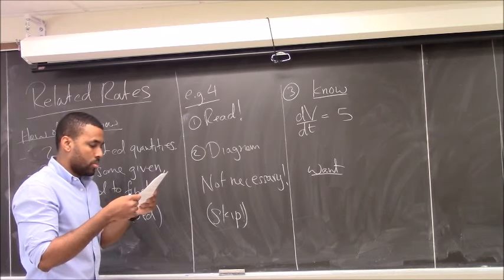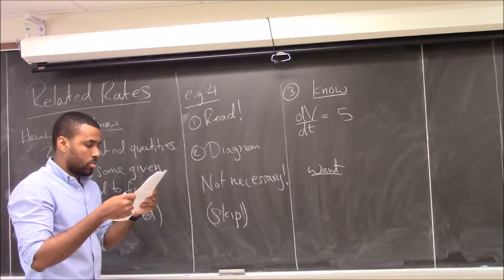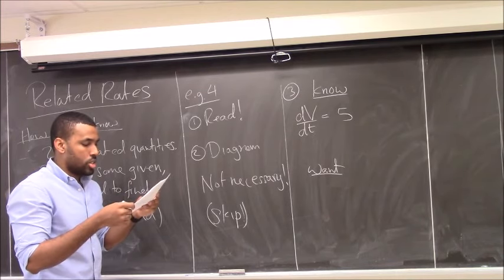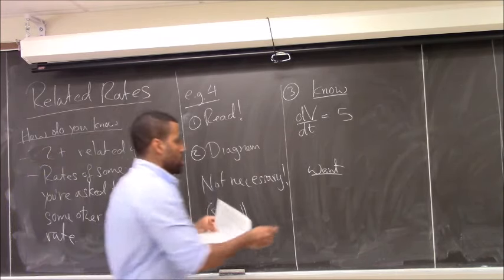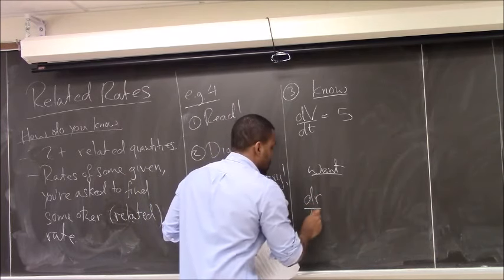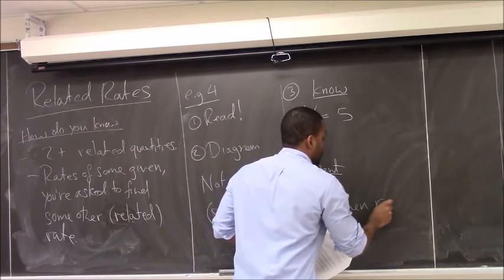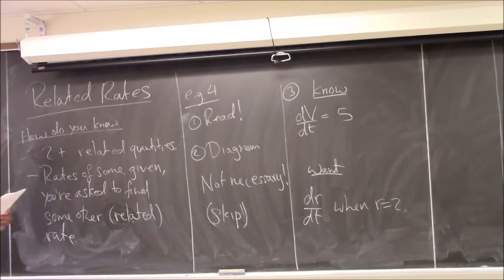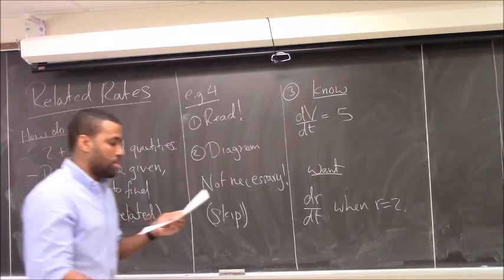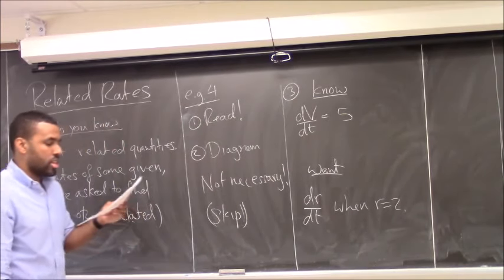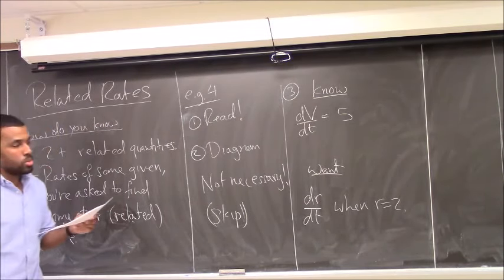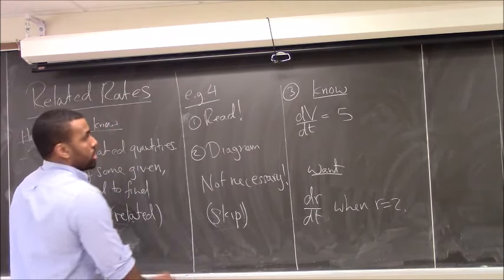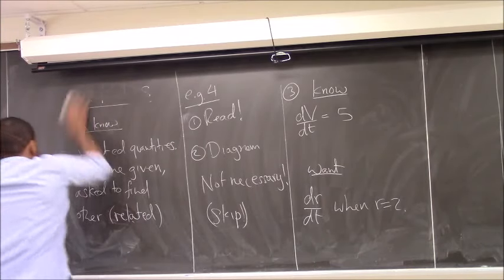Another piece of information: the radius, r equals 2. Well, r is not equal to 2 all the time, it's changing. But what we want is dr/dt when r equals 2. So r is not always 2, but at the point where it is 2, we want to stop the clock there and figure out how fast the radius is changing. So we want dr/dt when r equals 2.